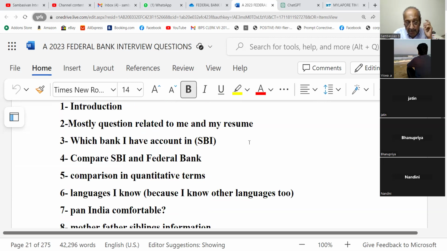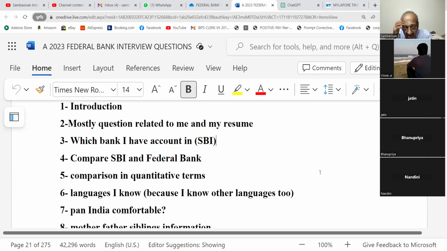Banu Priya, you have an account in which bank? Canara Bank, sir. Good. So what is the difference between Canara Bank and the Federal Bank? Sir, Canara Bank is under government and Federal Bank is not under government. Actually, Canara Bank is a public sector bank, whereas Federal Bank is a private sector bank.